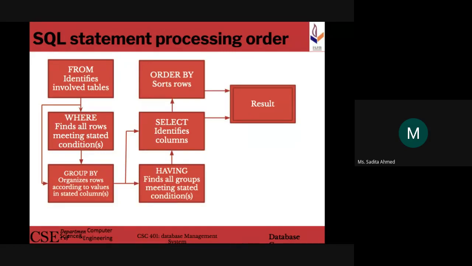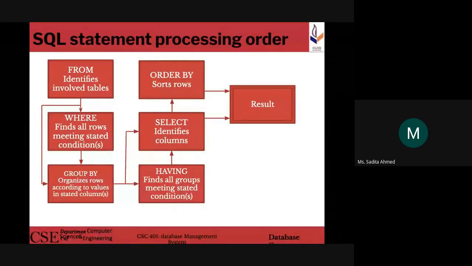Okay. However, also remember when we write the commands, the order of writing the clauses is a bit different. First select, then from, then where, then group by, then having, and then order by. But the order of execution is just a little bit different. Remember the difference, okay? So any questions overall?